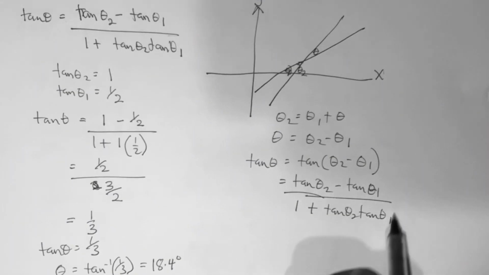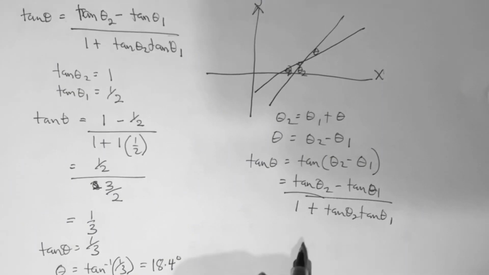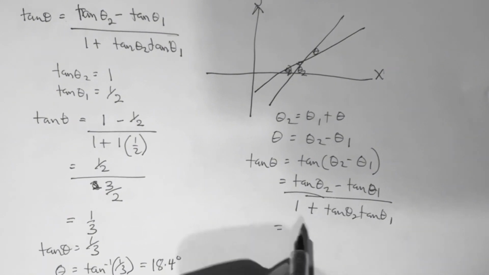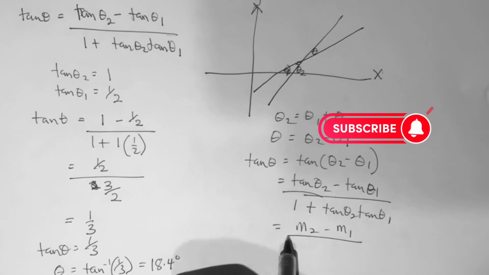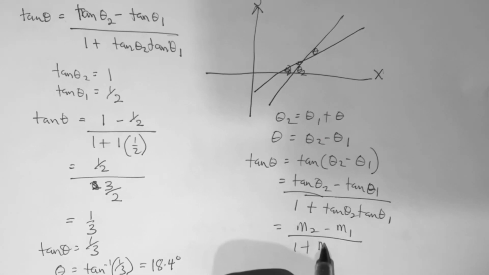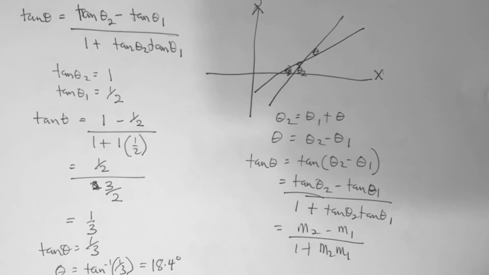Now in some other books, instead of seeing tan theta 2 and tan theta 1, they will say m2 minus m1 divided by 1 plus m2 m1. But we know that m is the gradient and the tangent is the gradient, so it's just a replacement of the tangent with the gradient, which is still the same thing.